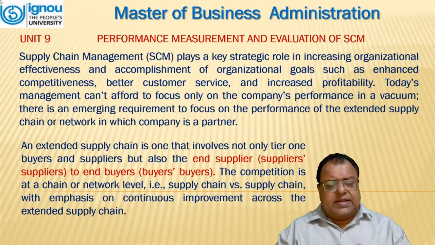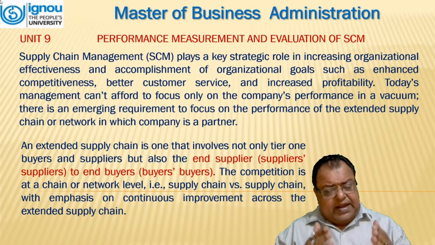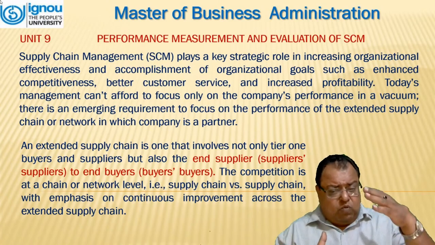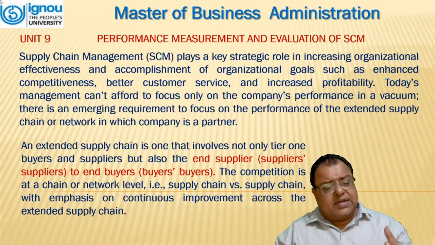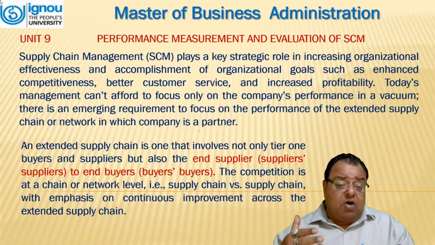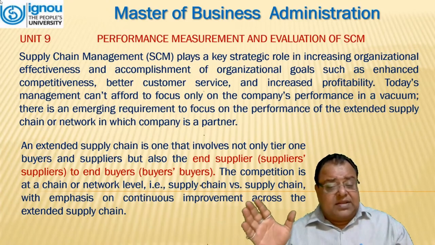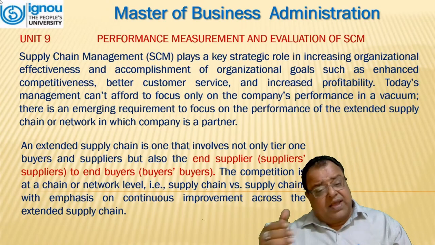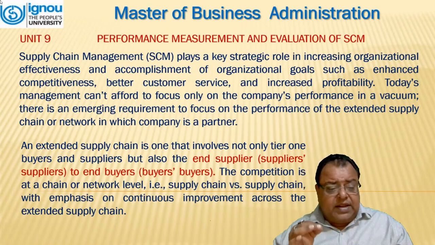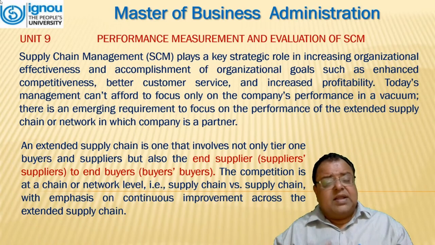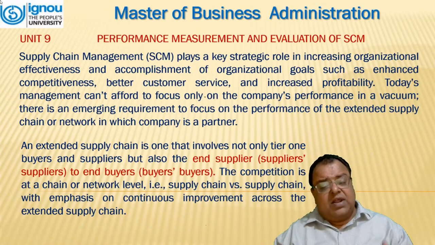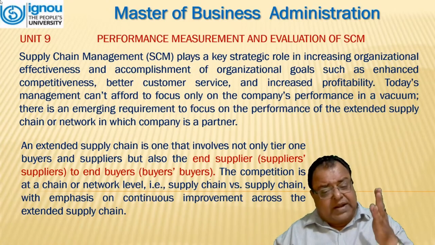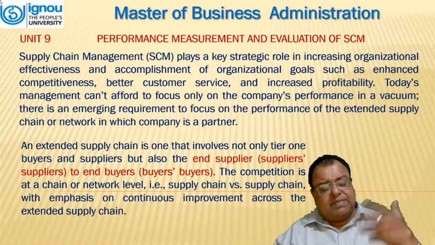An extended supply chain is one that involves not only tier 1 buyers and suppliers, but also the end suppliers, suppliers to end buyers, that is, buyers to buyers. The competition is at the chain or network level, that is, supply chain versus supply chain, with emphasis on continuous improvement across the extended supply chain.